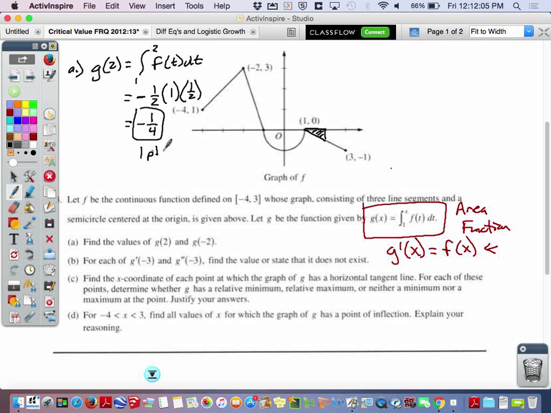If you get that, that is a point. If you weren't sure how we got the height, all you'd have to do is figure out the slope of this line, which is a slope of -1/2 for that little line segment there.